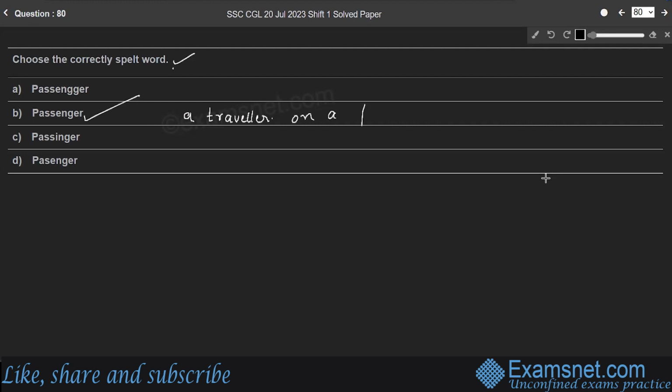Passenger means a traveler on a public or private conveyance other than the driver. It may be other than the pilot also, or crew. So option B is the right answer.